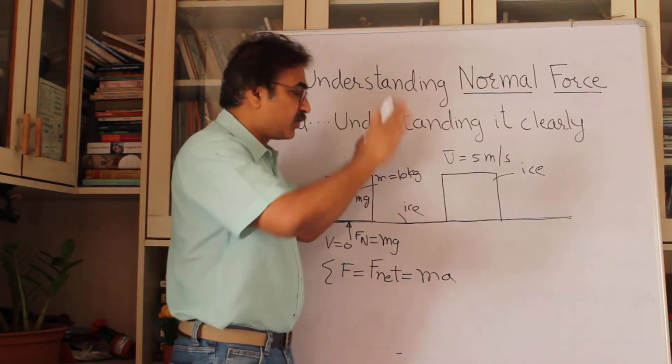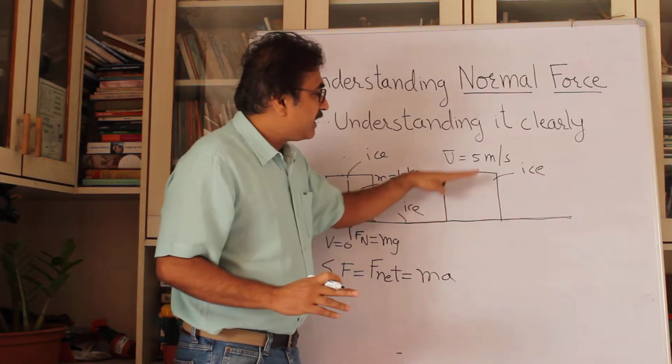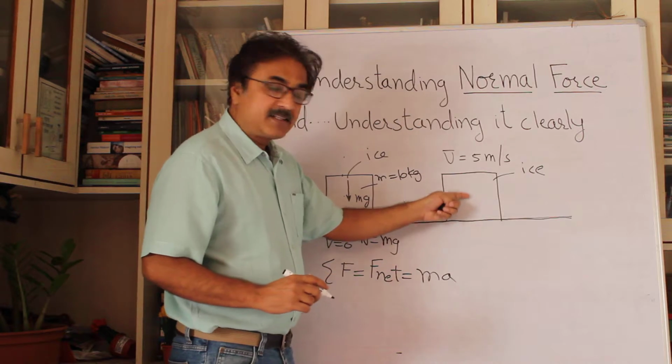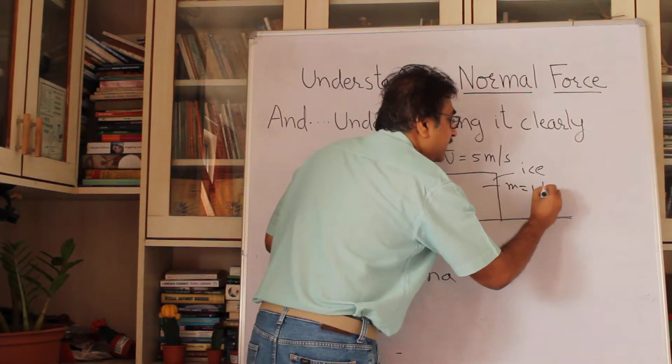There is no resistance. Of course there will be if you are not neglecting air resistance. So that's horizontal. What about vertical? Again, the body has got mass. Consider 10 kg of mass. Mass is equal to 10 kg.